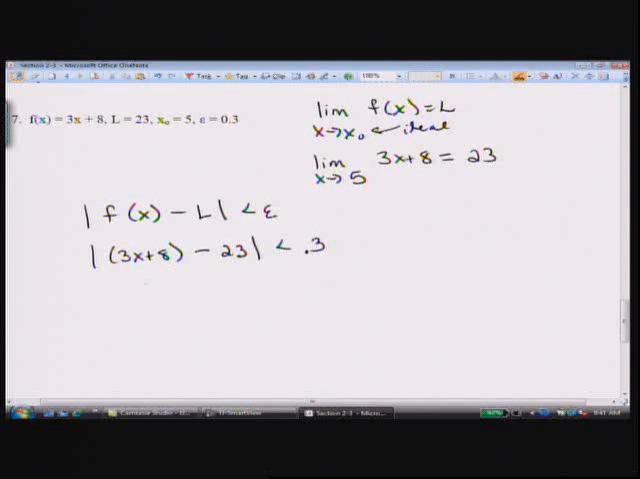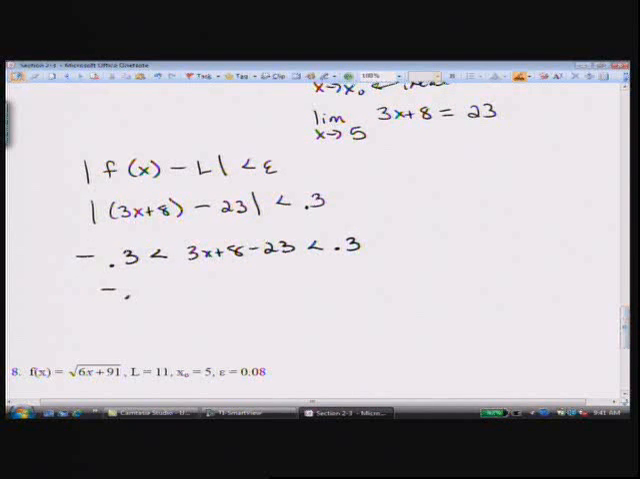We can clean it up. I'm going to do 2 steps. When you have the absolute value with a less than, I like to get rid of the absolute value bars and make a sandwich, all right? So that thing less than 0.3 means it's sandwiched between negative 0.3 and positive 0.3. It's on either side. The distance is 0.3 on either side. So this is negative 0.3 is less than this thing, 3x plus 8 minus 23, which is less than 0.3. Okay, and this one's not so hard to clean up. Negative 0.3 is less than 3x. 23 minus 8 is minus 15, which is less than 0.3.